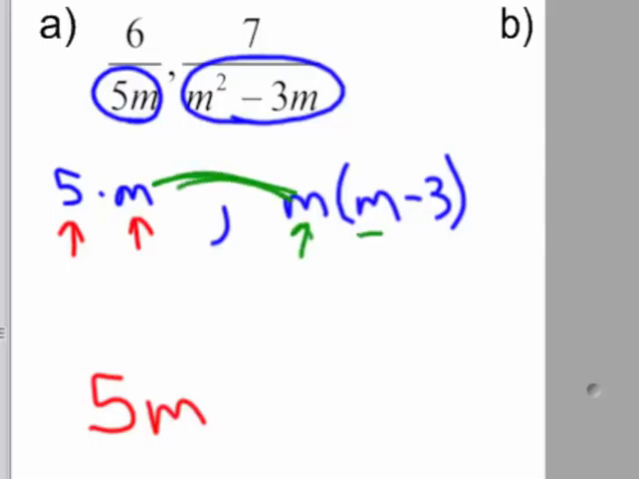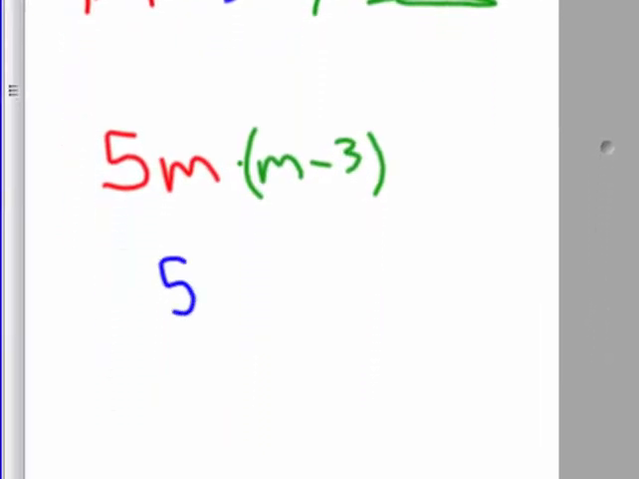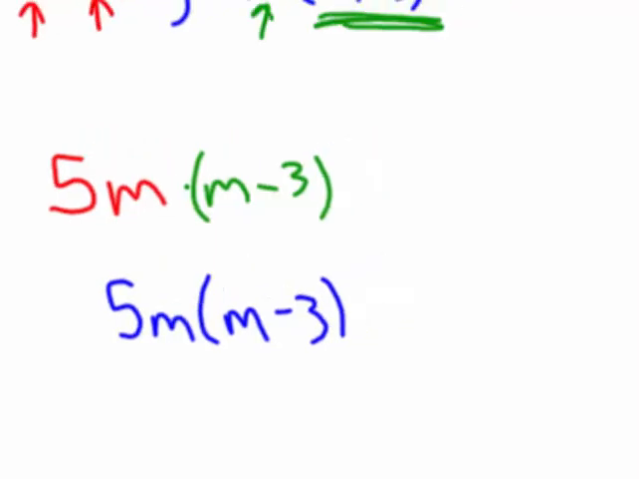Okay, that one has 1m, that one has 1m, I don't need another one. But it does have an m minus 3, so I do need that. So my common denominator is 5m times m minus 3. I would tend to leave it like this. I wouldn't multiply it in. Definitely not necessary, and it's probably advantageous not to as well.